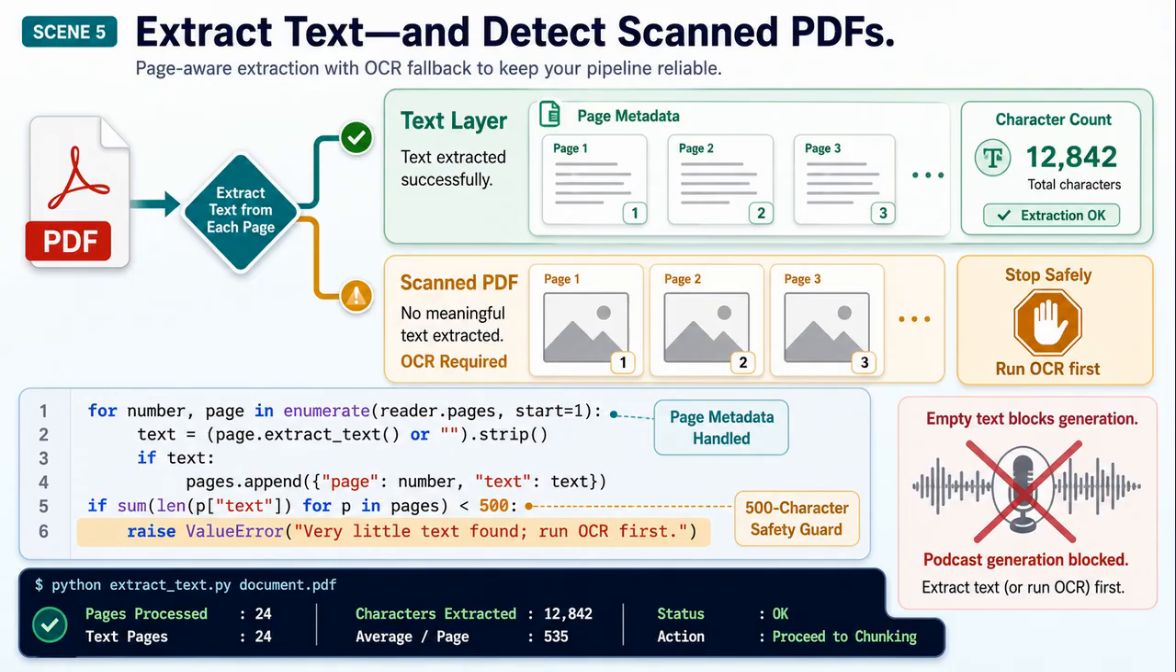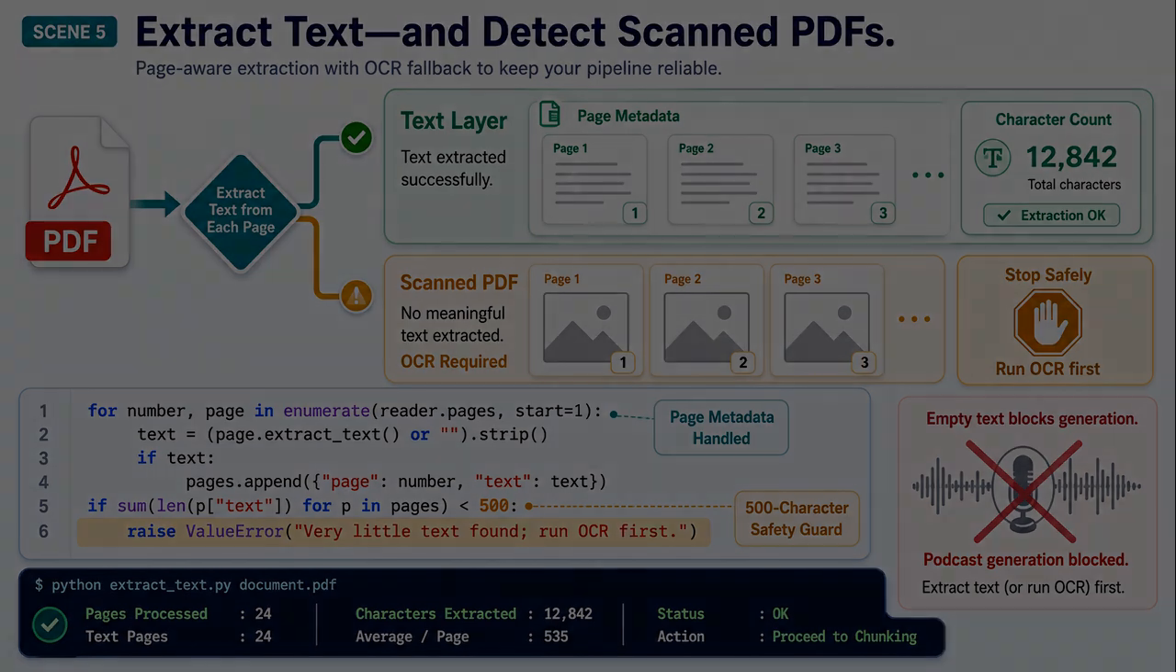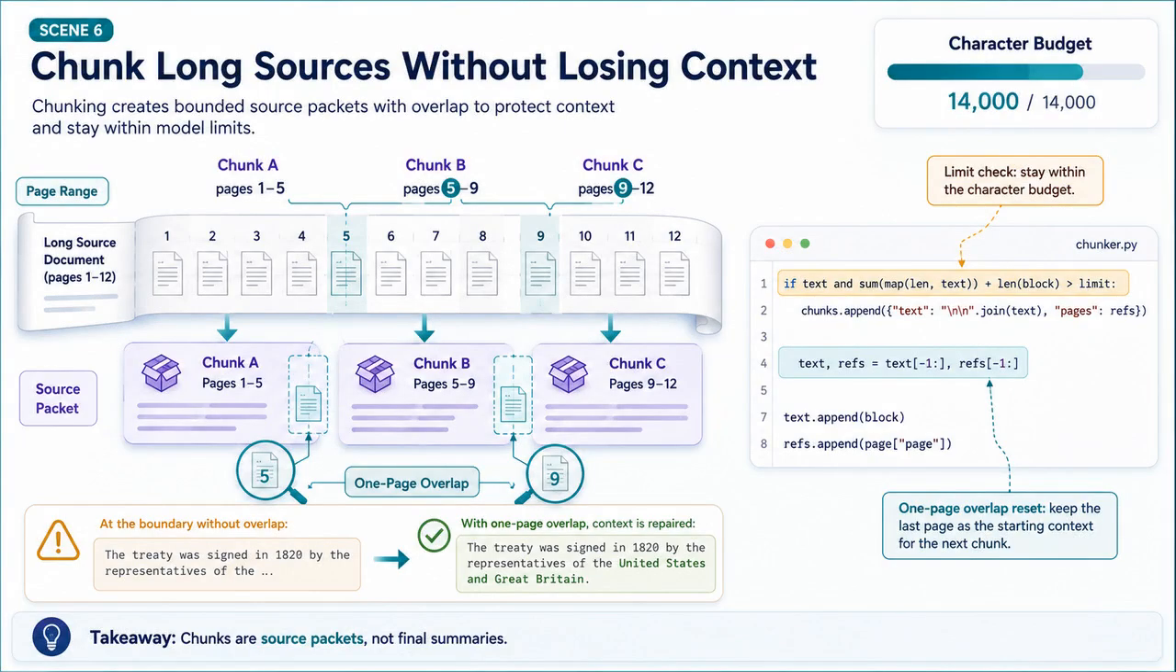Scanned PDFs often contain only images, so normal extraction returns little or no text. In that case, stop and run OCR first. Text extraction and OCR are different problems. The verification step prints page count and character count so you know whether the source was captured successfully. This sets up the next important point, chunk long sources without losing context.